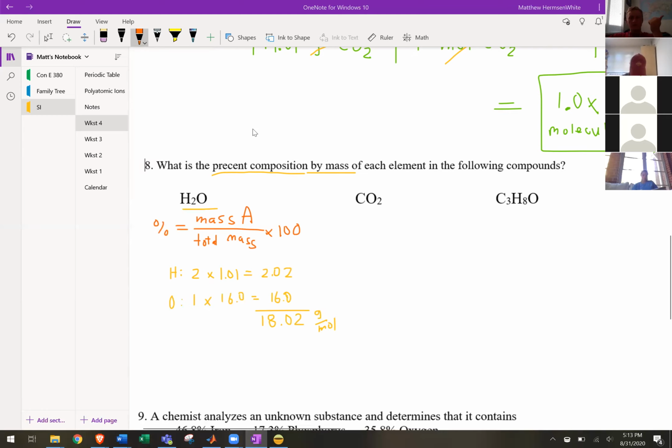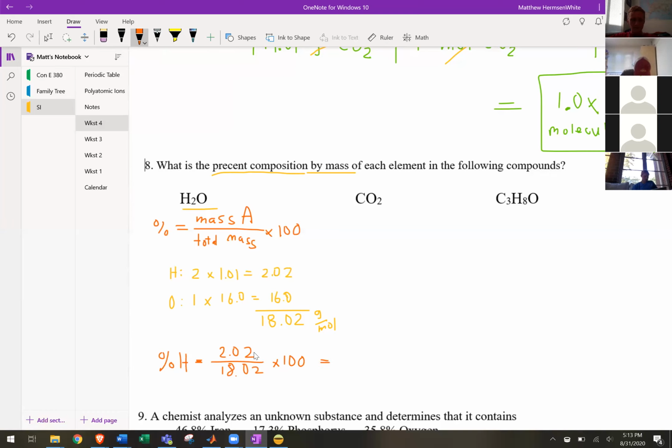So step 1 is get the mass of each element. Step 2, find the total mass, which we found. Step 3 is finding the percent. So the percent of hydrogen is going to be, following the formula, the mass of A, or whatever you're looking for. So in this case, hydrogen. So mass of hydrogen, 2.02, divided by the total mass, which is 18.02, times 100.